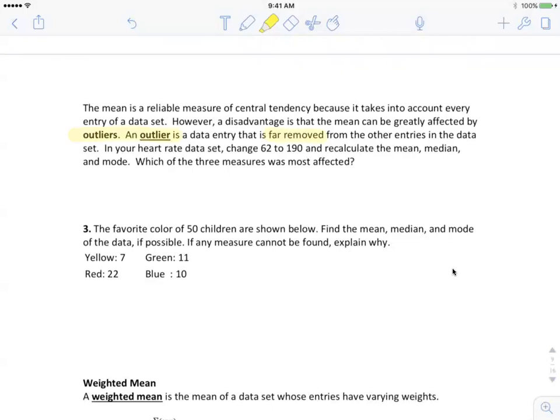So let's try this. Let's take the value 62 in your data set, and let's change it to 190, right? So we're going to remove the 62, and we're going to add in the 190, and then recalculate the mean, median, and mode, okay? Try that now and see what you get, and then we'll talk about it.